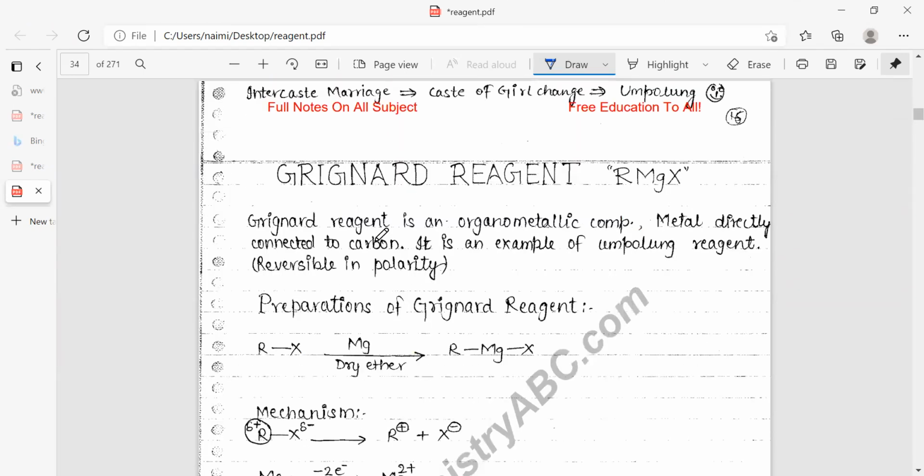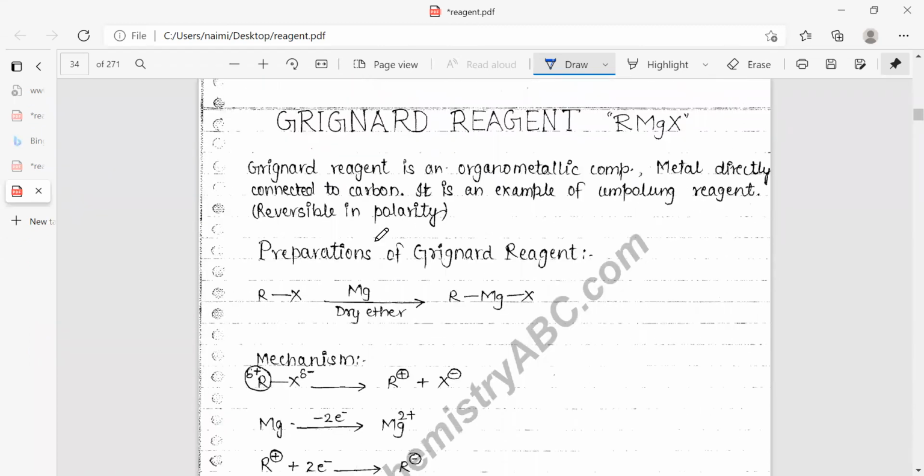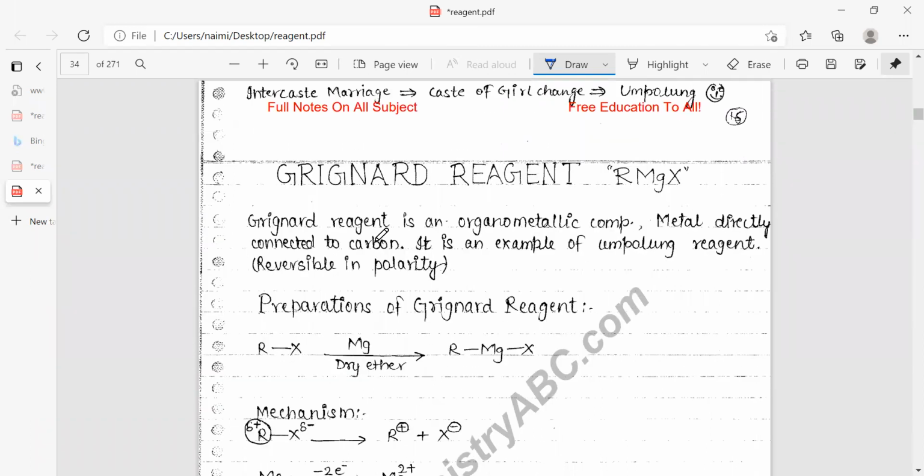Again, we will discuss the Grignard reagent. It is a very important reagent in total organic synthesis, you can say. During the preparation of any drug, this reagent is very important for the addition of alkyl or other groups. The Grignard reagent is an organometallic compound, with the metal directly connected to the carbon, and it is the best reagent for umpolung, that is, reversing the polarity.